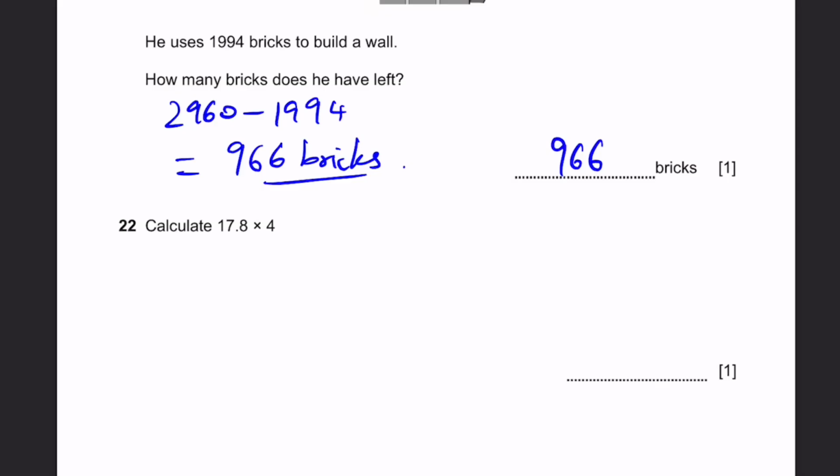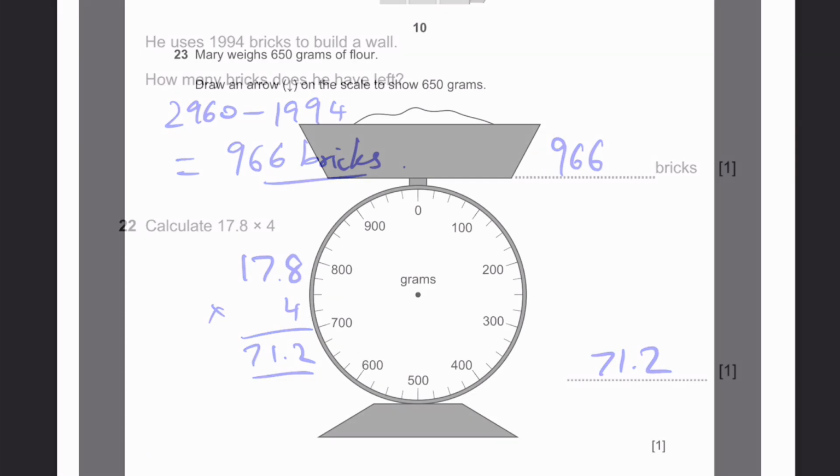Question 22. Calculate 17.8 times 4. This is also another one of those straightforward questions. Just multiply like that. You get 71.2. That's the answer.